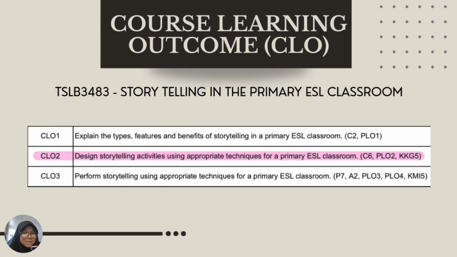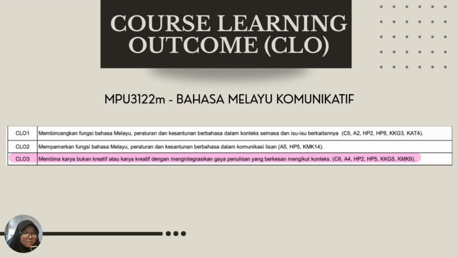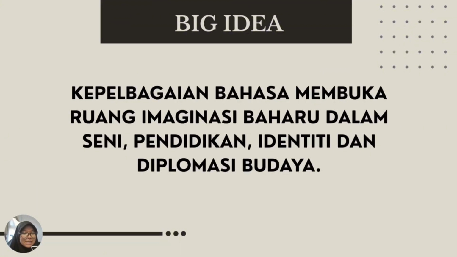So let's see the course learning outcome for the first subject, which is storytelling in the primary ESL classroom, where the CLO match is CLO2, which is design storytelling activities using appropriate techniques for a primary ESL classroom. And next, for Bahasa Melayu Komunikatif is CLO3, membina karya bukan kreatif atau karya kreatif dengan mengintegrasikan gaya penulisan yang berkesan mengikut konteks. So next, let's see the big idea of both subjects, which is kepelbagaian bahasa membuka ruang imajinasi baharu dalam seni, pendidikan, identiti, dan diplomasi budaya.